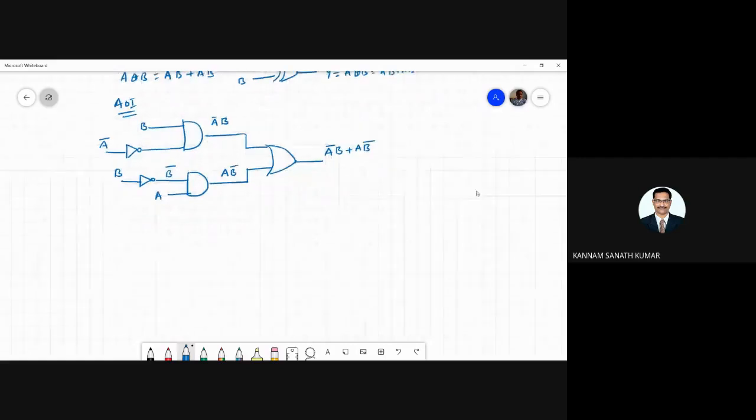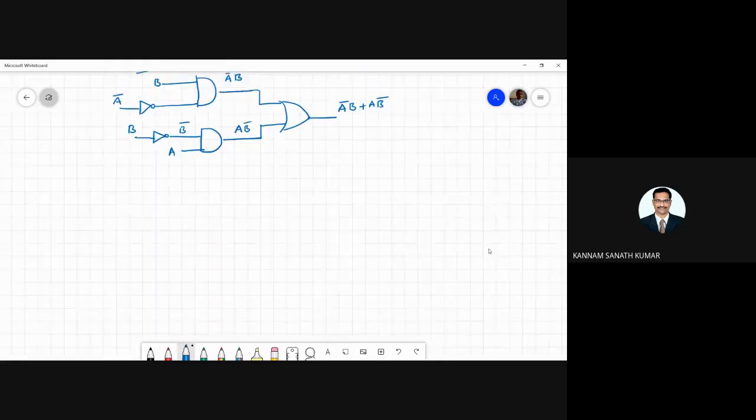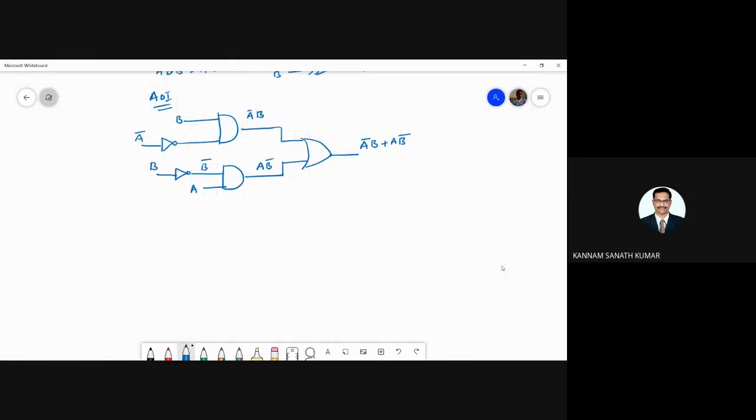You need to convert this AND-OR-invert into NAND logic and NOR logic. Okay. So first NAND logic. NAND logic, what you should do, wherever you see the AND gate, you have to add the bubble at the output side. Wherever you see the OR gate, you have to add the bubble at the input side. So this is AND gate. We are adding bubble at the output side.